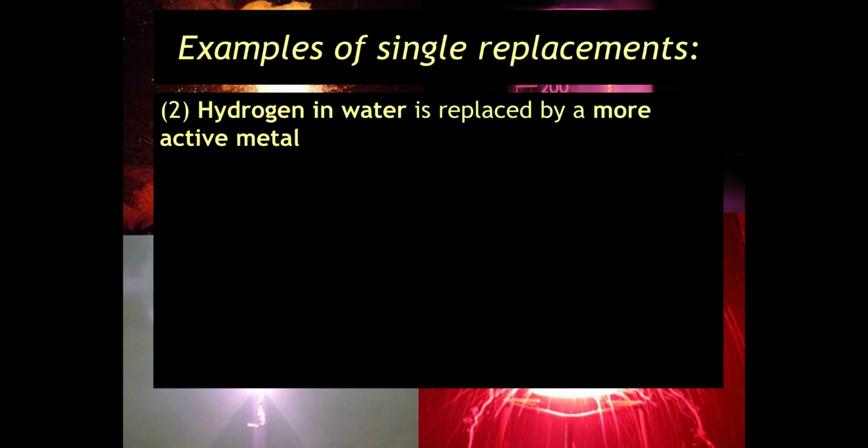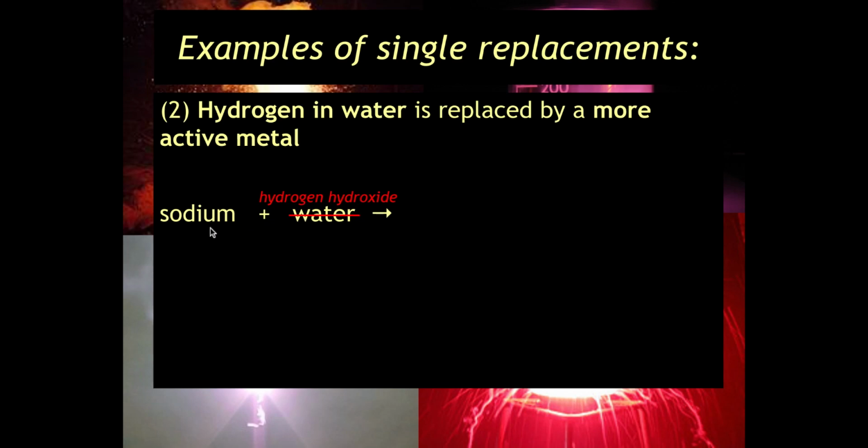Okay, now another example for single replacements that you need to know about. Hydrogen in water is replaced by a more active metal. So say that you have this reaction. Sodium plus water yields what? Well, water is H2O, which is hydrogen hydroxide. There's an H and there's an OH in water. The H is hydrogen, the OH is hydroxide. So whenever you see water, just go ahead and change it to its formal name. Water is not its formal name. Its formal name is hydrogen hydroxide.